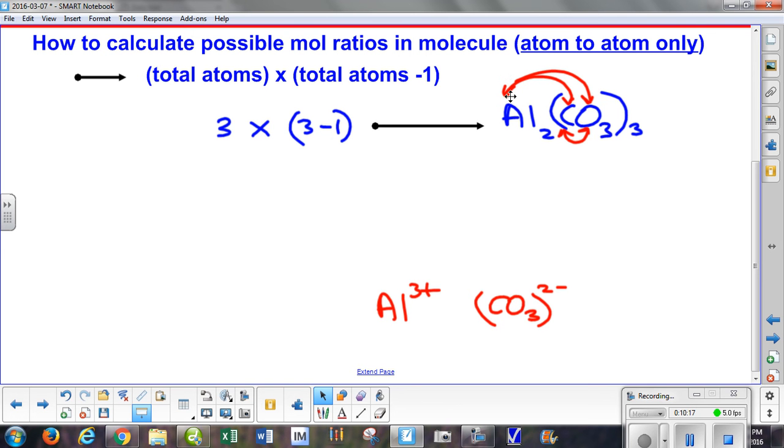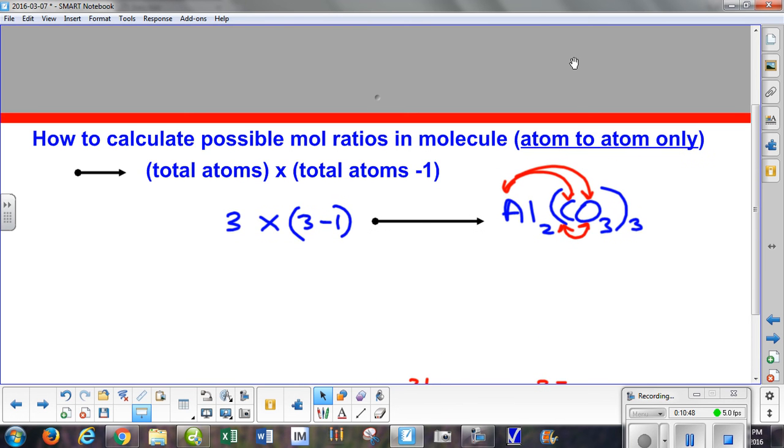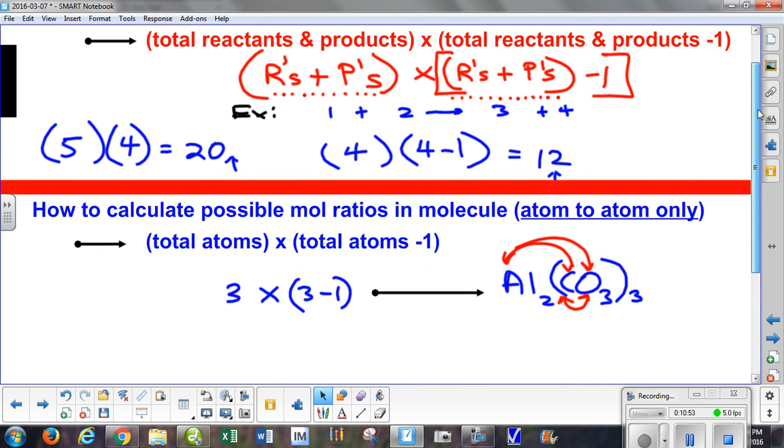that are possible. So I'm just going to use the arrows here, and the arrows connect aluminum to carbon and aluminum to oxygen. We also can connect carbon to oxygen, and each arrow gives us 2 ratios for a total of how many? Yes, 6. So 3 over here, 3 times 3 minus 1. Oh, that looks just like the last deal we worked with, isn't it? And so that's going to give us the same kind of a deal that we had here.